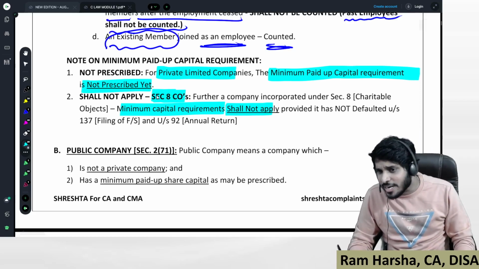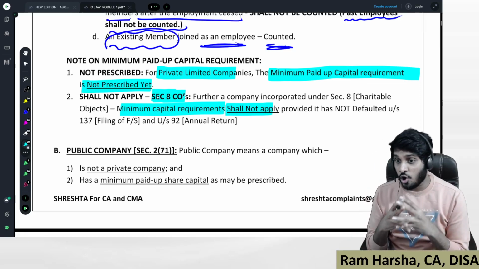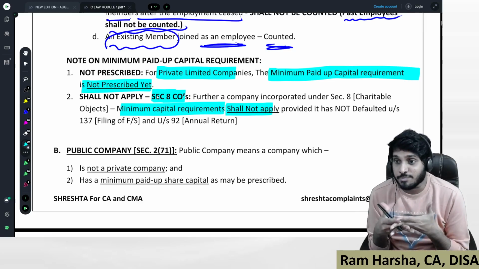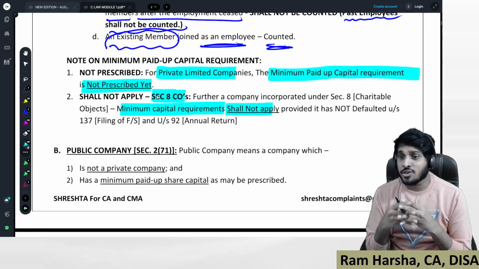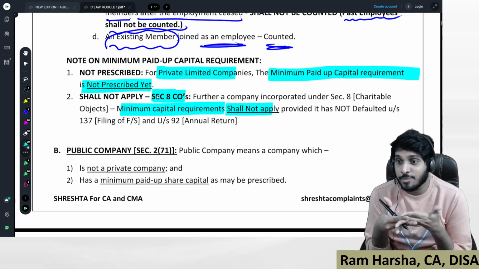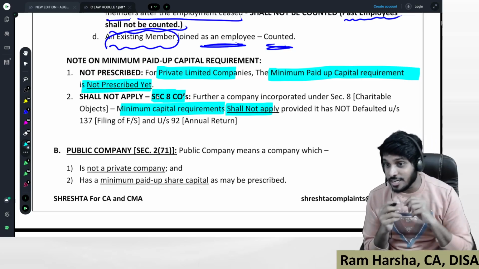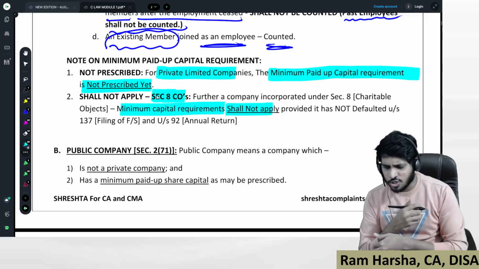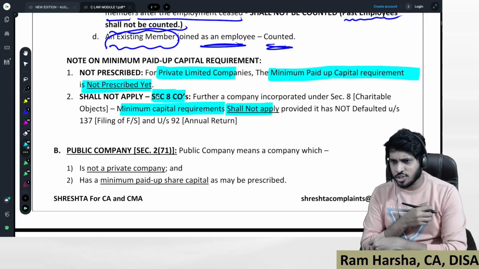Sir, what is a Section 8 company? A company incorporated for charitable purpose. A company incorporated for social, charitable purpose. Condition is there. Capital requirement does not apply.